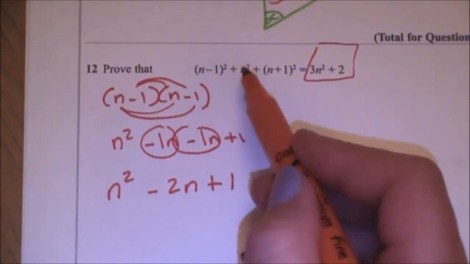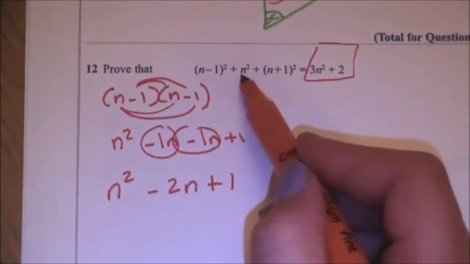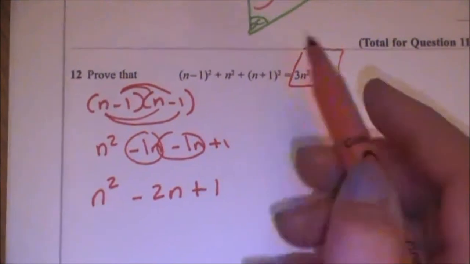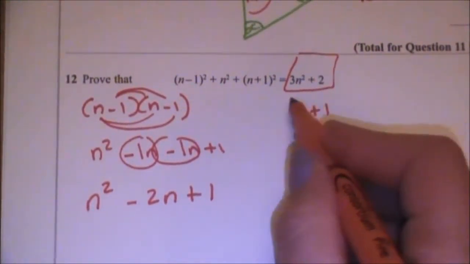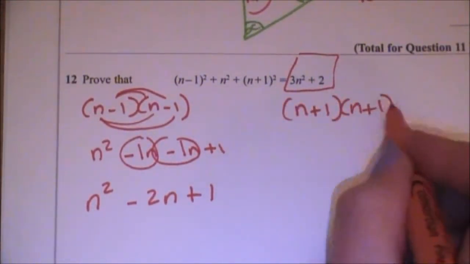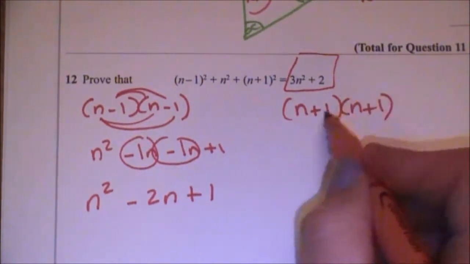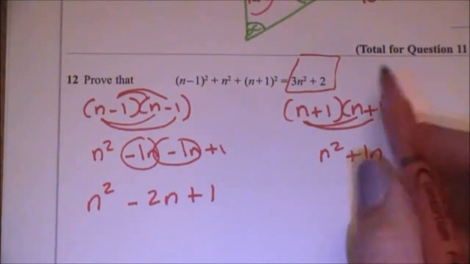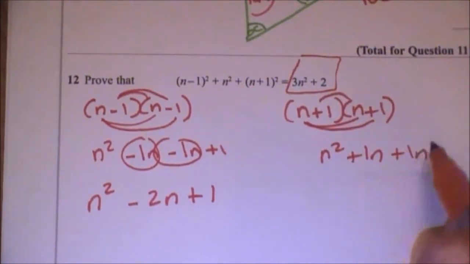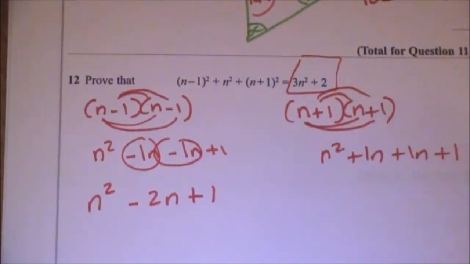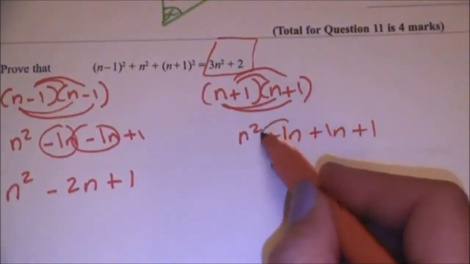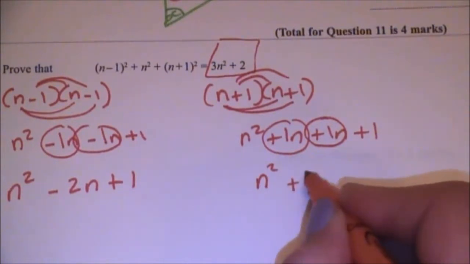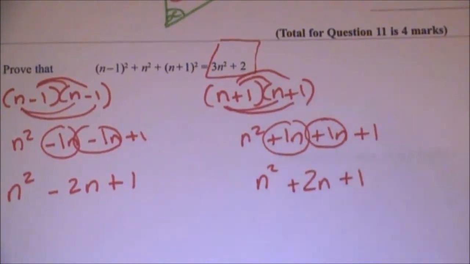Now that plus n squared, I'm going to pick up at the end, because it doesn't really affect any of my brackets. I'm going to deal with this bracket now, and that is (n + 1)(n + 1). So I'm going to expand this: n squared, plus 1n, plus 1n, plus 1. Collect and simplify, giving me n squared, plus 2n, plus 1.